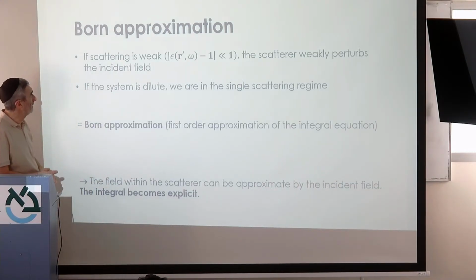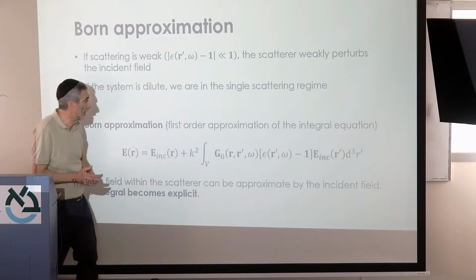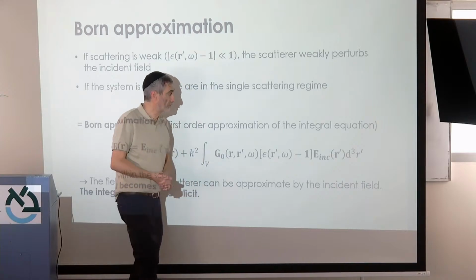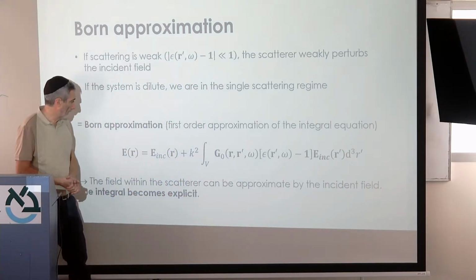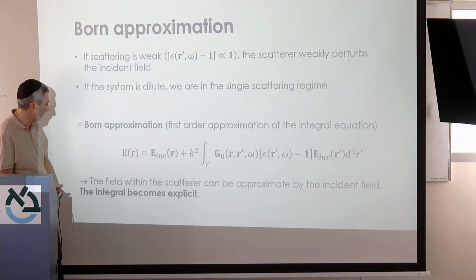In that case, you can use what is called the Born approximation, which is really the first-order approximation of the integral equation. You just replace the field inside by the incident field at position r. That simplifies the problem: the field within the scatterer can be approximated by the incident field, so the integral becomes explicit and you can calculate it.